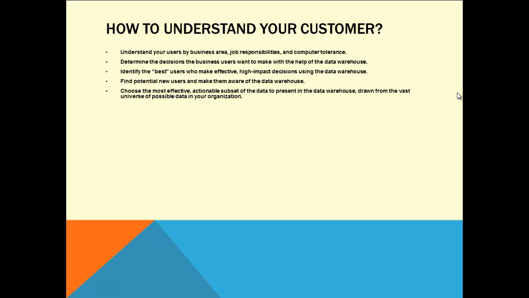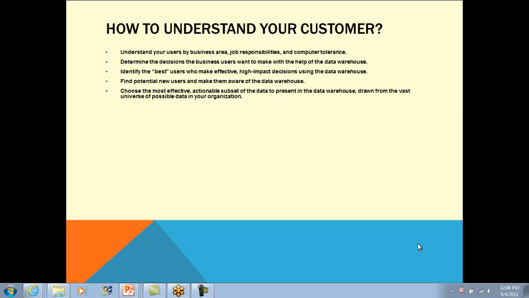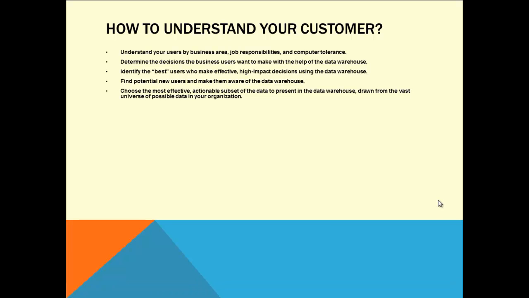So instead, say, okay, let us look at the most powerful appliance. Out of 5 refrigerators, this is the old Godrej, this is the latest Samsung. It is most advanced, most capable, energy efficient and everything. So choose the most effective, actionable subset of data to present in the data warehouse. Draw from the vast universe of possible data in your organization. So all you'll have to do is look at the entire data before you make a decision, and then get only the required data.